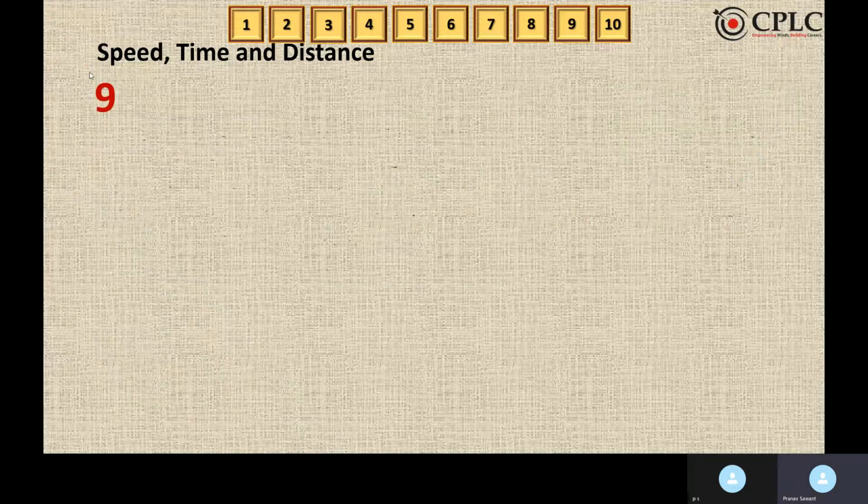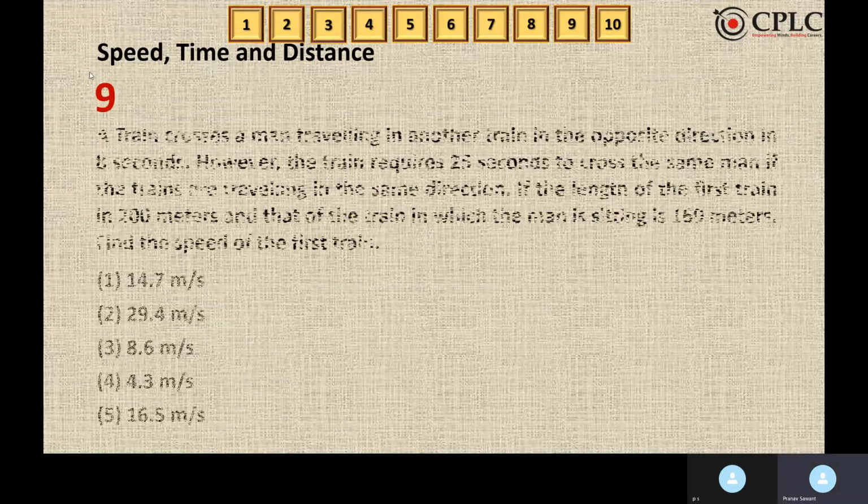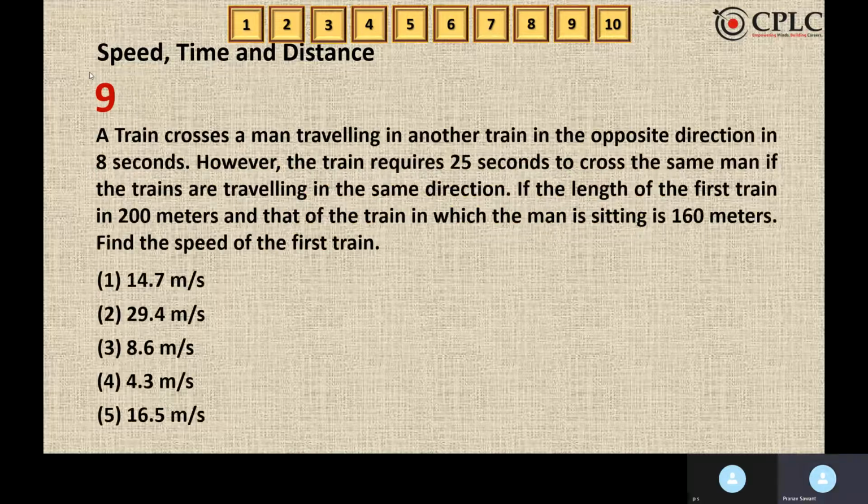Moving to the next question. A train crosses a man traveling in another train in the opposite direction in 8 seconds. However, the train requires 25 seconds to cross the same man if the trains are traveling in the same direction. If the length of the first train is 200 meters and that of the train in which the man is sitting is 160 meters, find the speed of the first train.